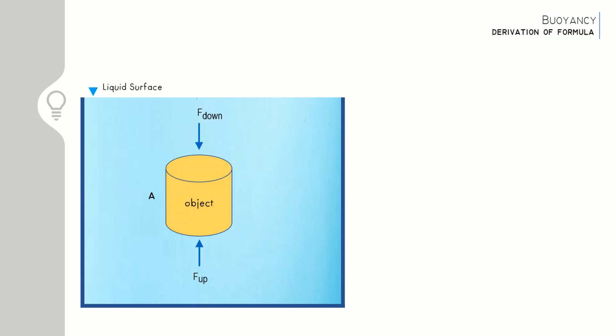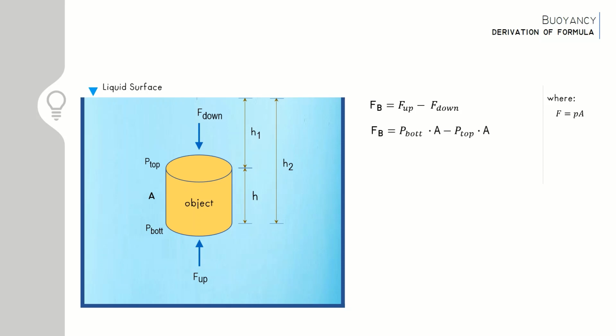As we all know, pressure increases with depth. So at some height h, there is an equivalent pressure. There's a pressure at the top of the object with height h1, and there's also a pressure at the bottom with height h2 from the water surface or liquid surface. So the net buoyant force is the upward force minus the downward force, for which we know from the unit pressure, P is equal to force per unit area. Then from that, force due to pressure is equal to pressure times the area. Therefore, we have pressure at the bottom times the area of the object minus pressure at the top times the area.